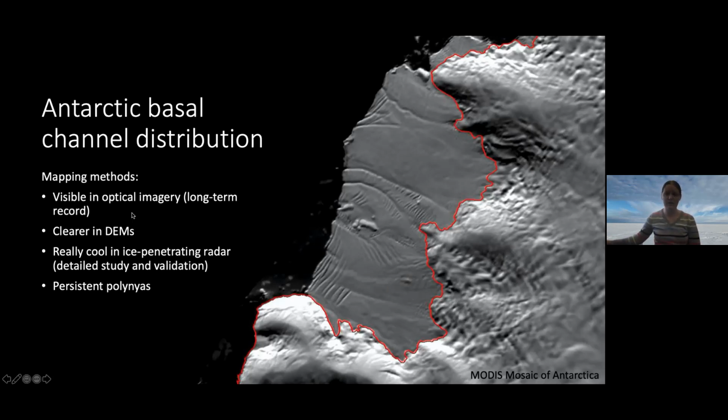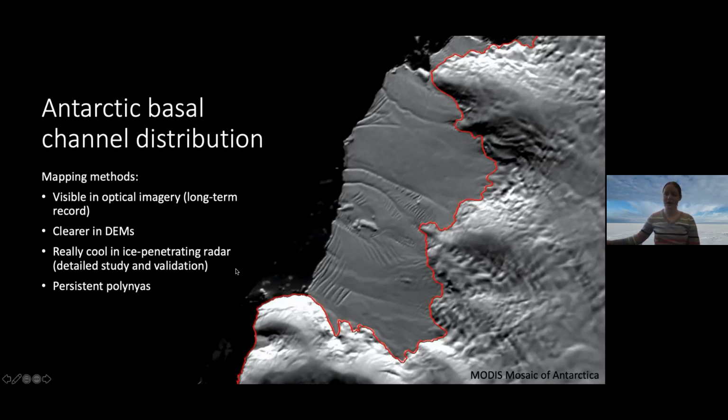That's our best bet for the longest term record that we have available to us. It's lucky we can see them there. DEMs are even better, so then we're not dealing with shadows and things that can make it harder to pick out those channels. So things like REMA are really valuable for picking these out. These are awesome in ice penetrating radar. There's lots we can use from there.